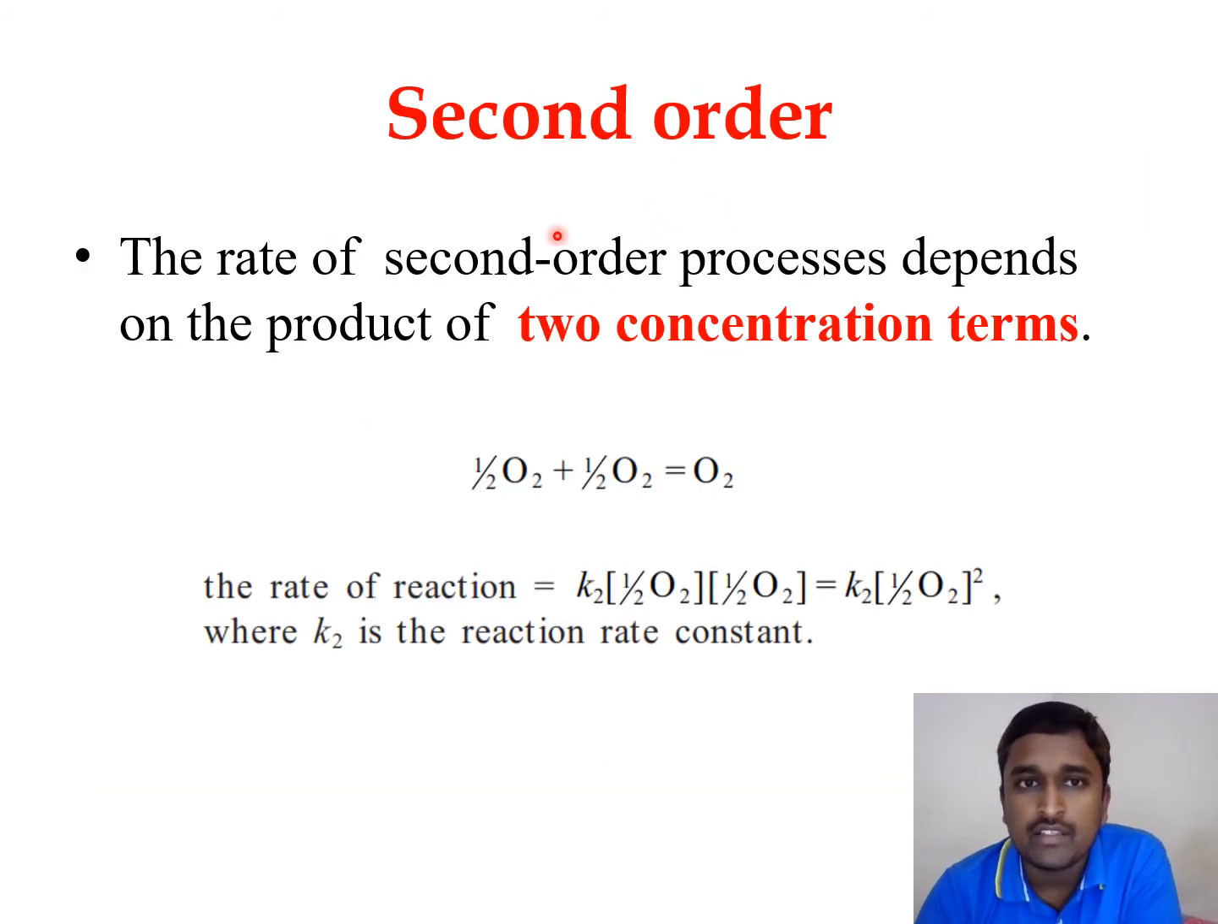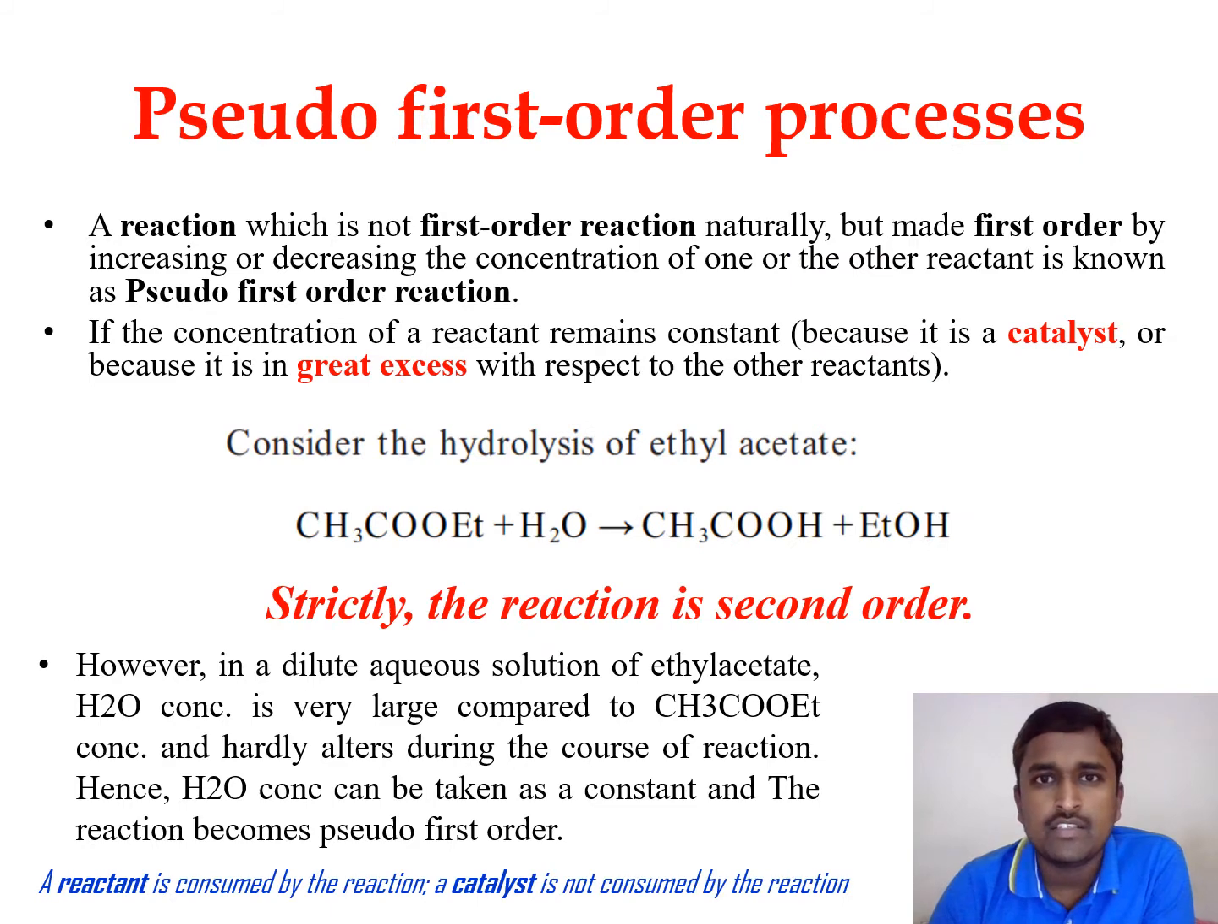Second order kinetics. The rate of a second order process depends upon two concentration terms, for which I have already shown the example earlier. Next is the pseudo first order process. The term pseudo indicates false, so it is a false first order process.